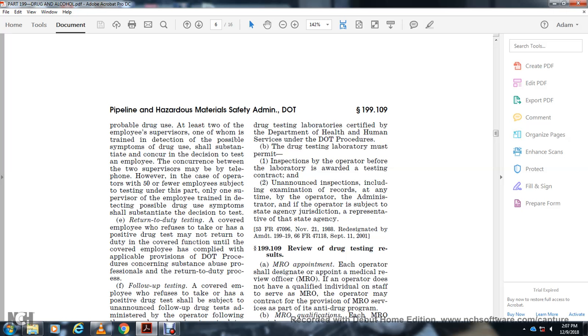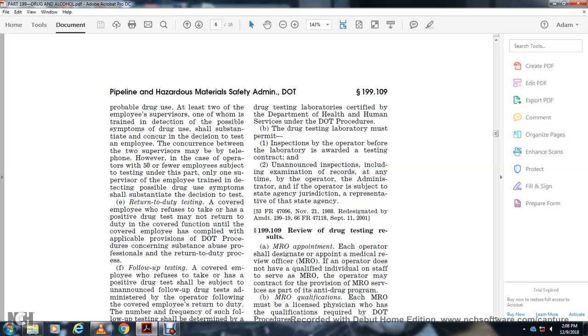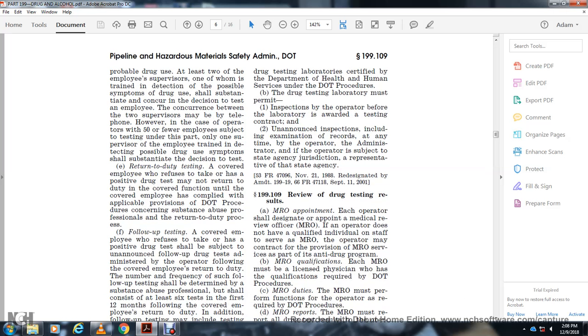199-109, review of the drug testing requirements and MRO appointment. Each operator designates or appoints the medical review officer. If the operator has no qualified individual on staff to serve as the medical review officer, the operator shall contract for the provision of the medical review officer. This is a part of the anti-drug program. Medical review officer qualification.